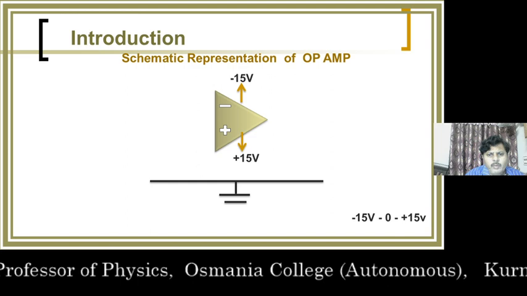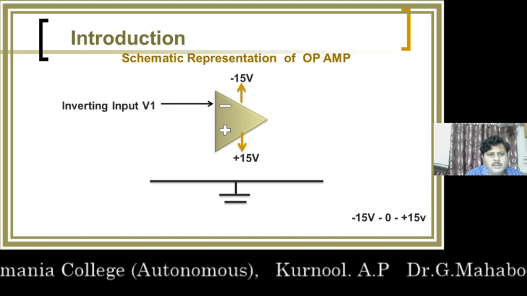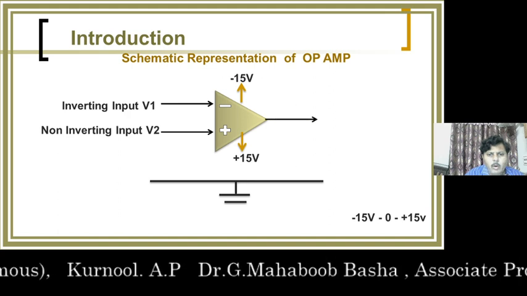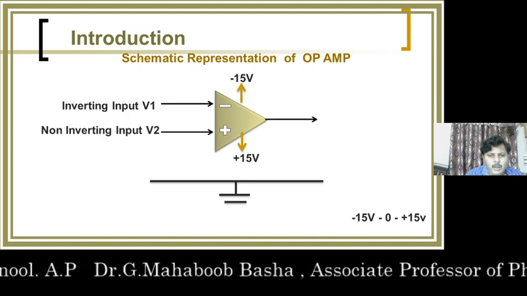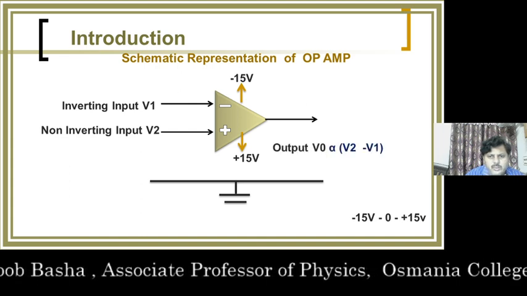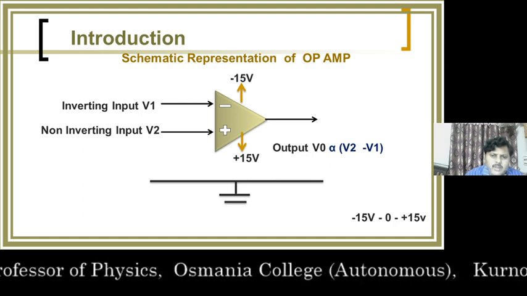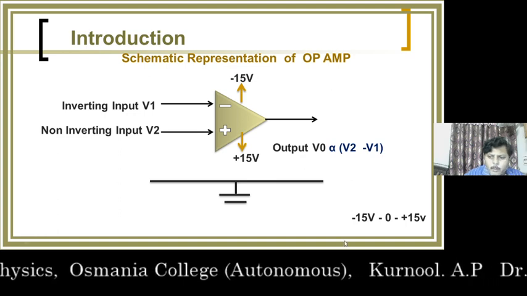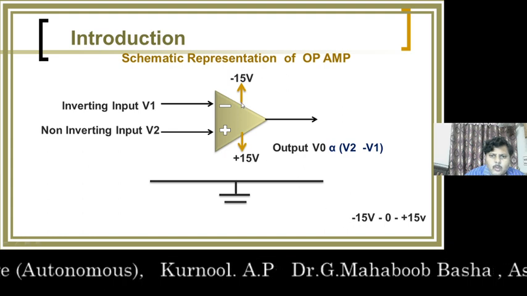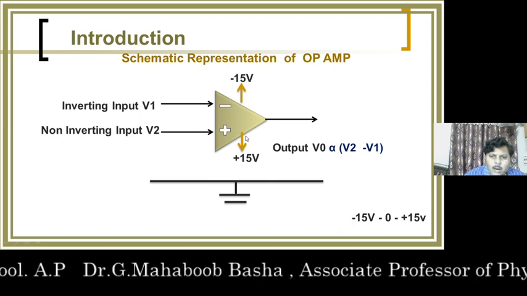A high gain operational amplifier can be represented by a triangle with two input terminals. One is inverting input and the other is called non-inverting input, with one output. Ground is common for input and output. The output voltage is directly proportional to the difference of the two inputs. Hence, the operational amplifier is called a difference amplifier. To work, an operational amplifier needs a dual power supply, minus 15 volts, 0 and plus 15 volts. Minus 15 volts is connected to the 4th pin of an IC, plus 15 volts connected to the 7th pin of an IC 741.